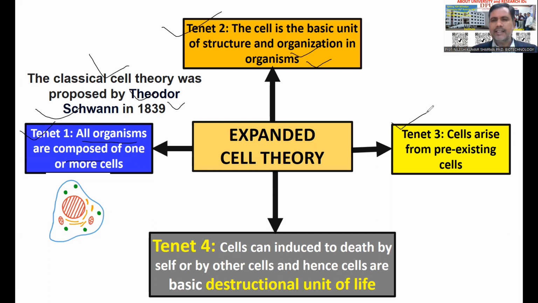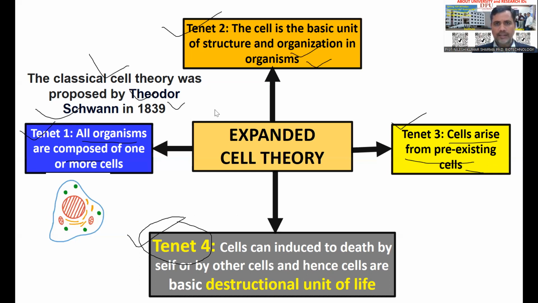Tenet three is that cells arise from pre-existing cells. Well acceptable. Like one bacterium will give rise to two bacterial cells, and one human cell will give rise to two human cells after cell division. Correct? And it is well acceptable. Every evidence is there. So what is the scope to add a new aspect to the tenets?